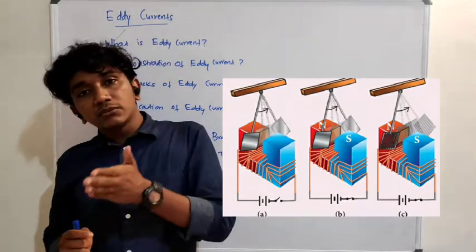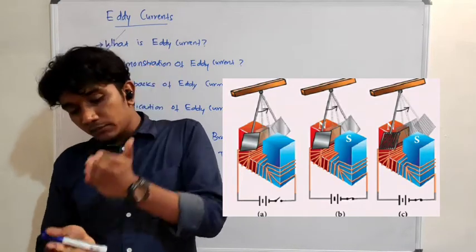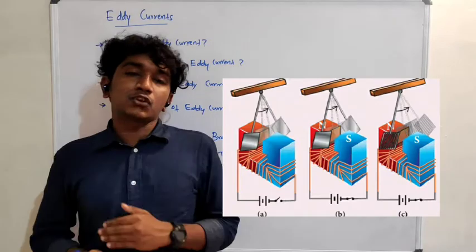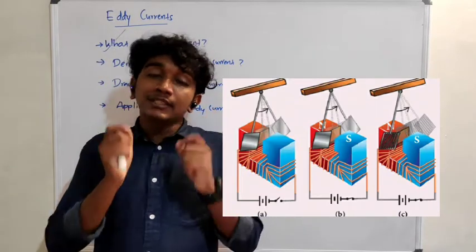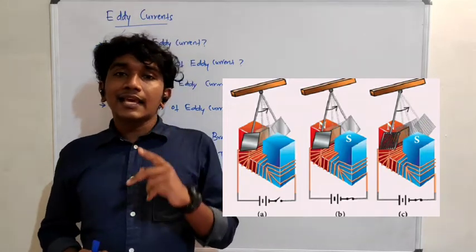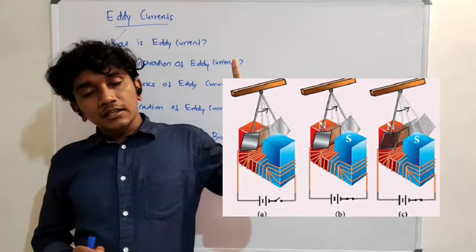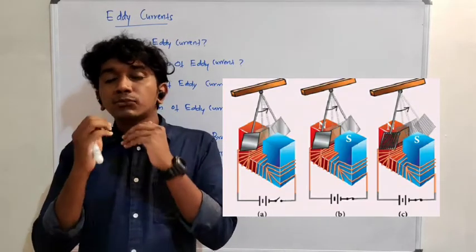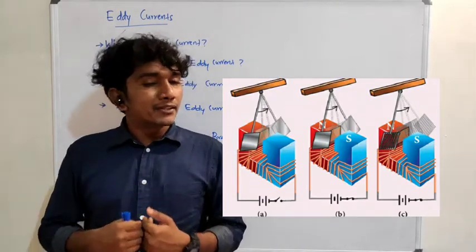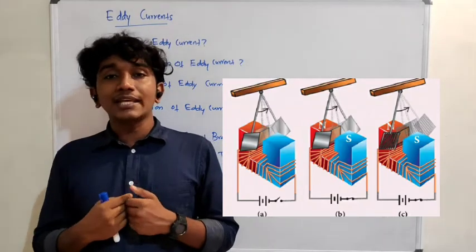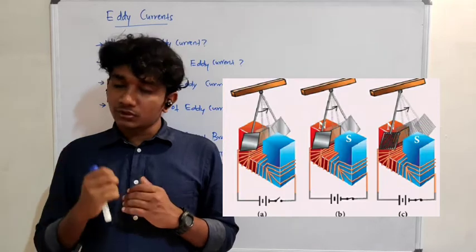Before switching on the electromagnet, there is an important point you have to understand. In a normal case, a pendulum has some sort of damping force acting on it. What is that? The air resistance. Obviously there will be air resistance acting on it.